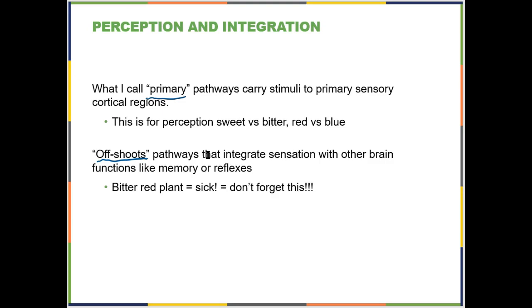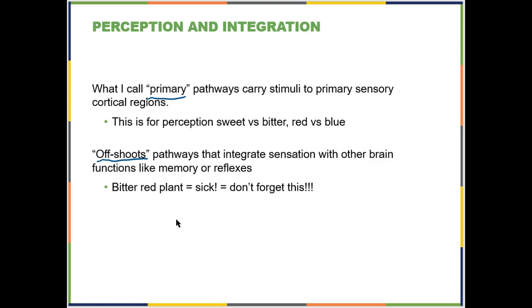So the primary pathway, as this says here, is how the stimulus gets to the area of your cortex that's responsible for that sensation. Whether it's somatosensory cortex, auditory cortex, or visual cortex, the pathway that ends there I call the primary pathway. Now other parts of your brain are all wired together so that, let's see, the example I have here is your limbic system, right?